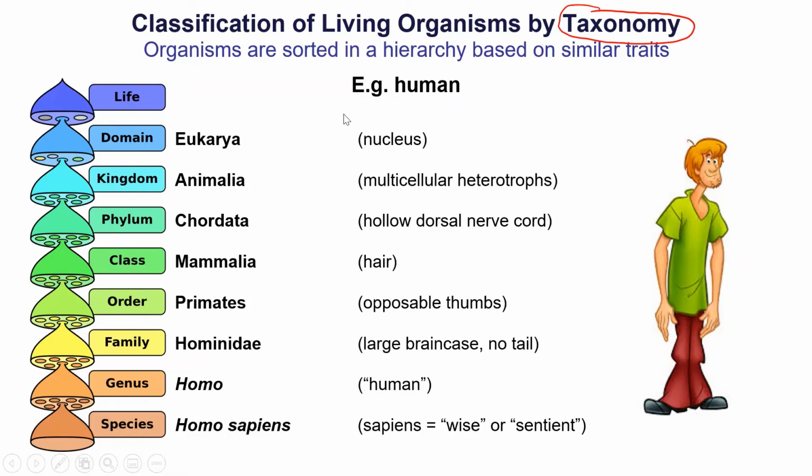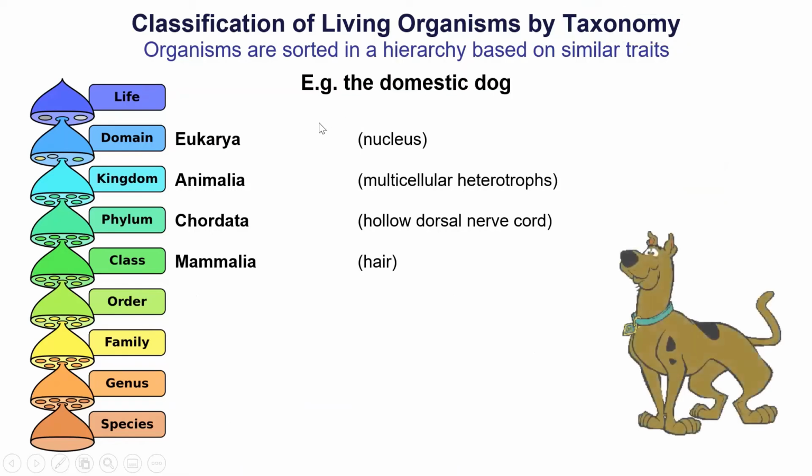So let's take a look at another organism here, and I'll show you another example. Second example is a dog. So if you take a look, a dog is in some of the same categories as humans. It's a eukaryote, it's an animal, it's a chordate, it's a mammal, it has hair. But that's where we realize it's a little bit different. So dogs are in a different order. They're in order Carnivora, and that's based on their teeth structure and obviously their diet.